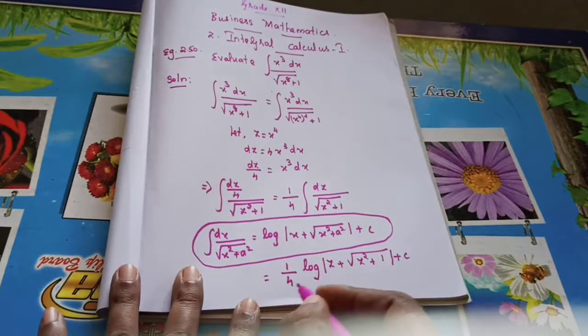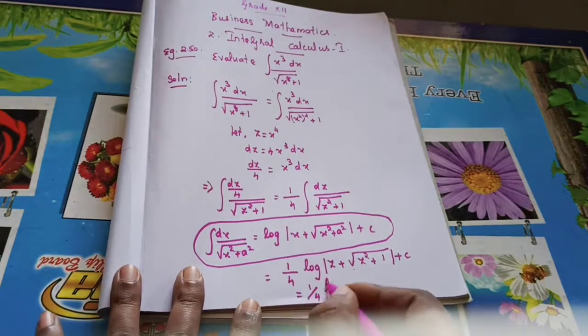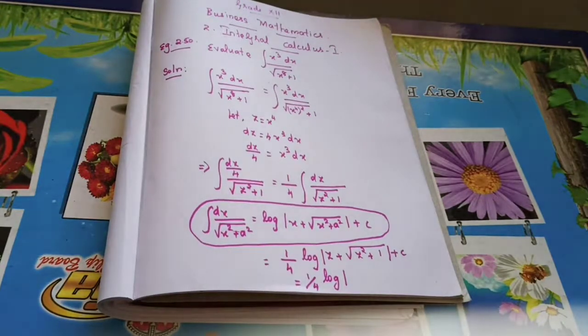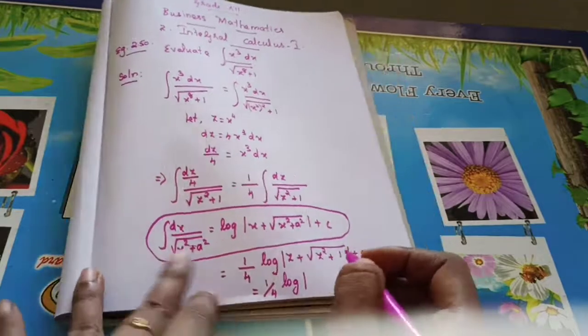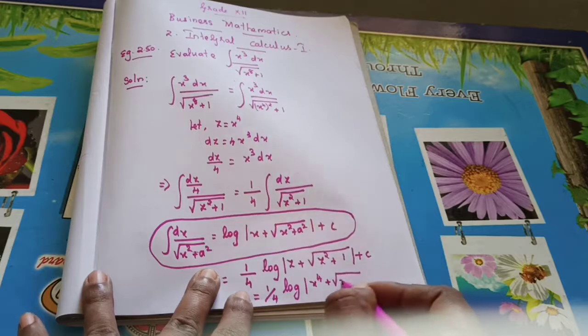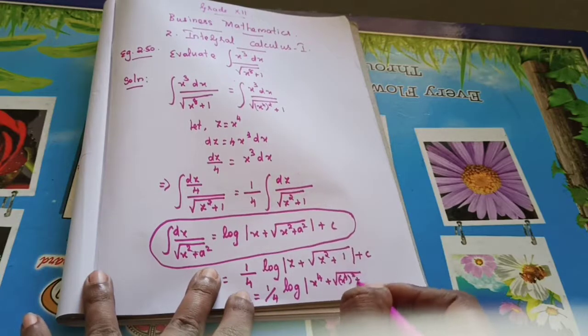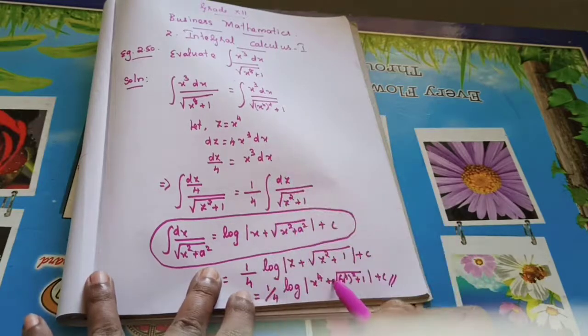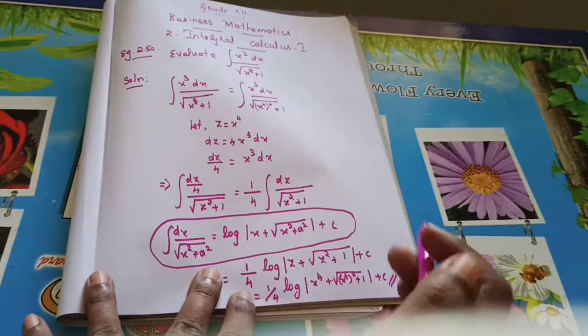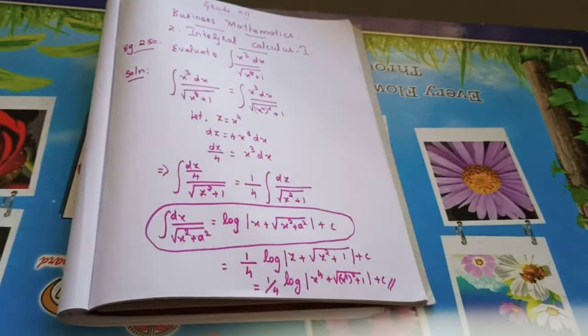Now you can substitute the z value, z is equal to x power 4. So it is 1 by 4 log of modulus of x power 4 plus square root of x power 4 the whole square plus 1, plus c. This is the answer. Keep it in mind, whenever we get this kind of square root, the same question, you will get x power 8 plus 1. Got it? So this is example 2.50. I hope you got it. Let's move to the next problem.